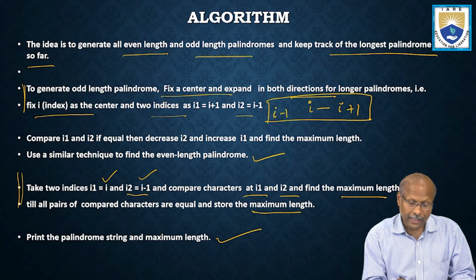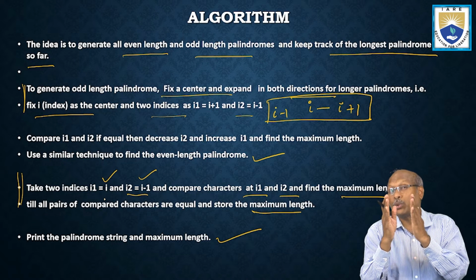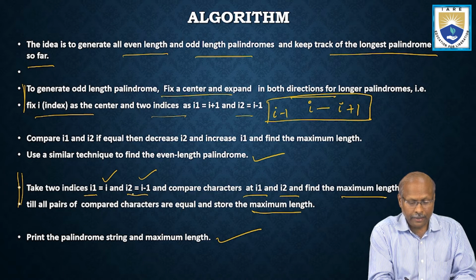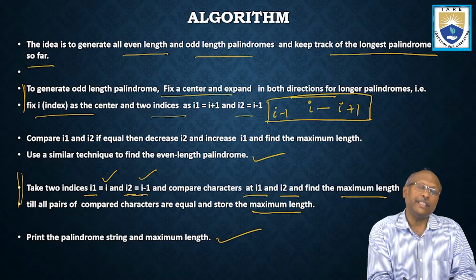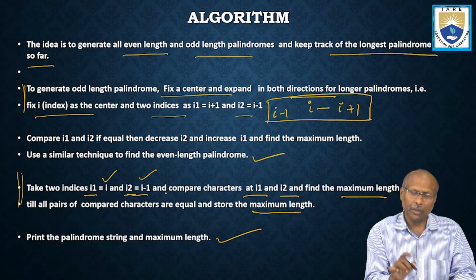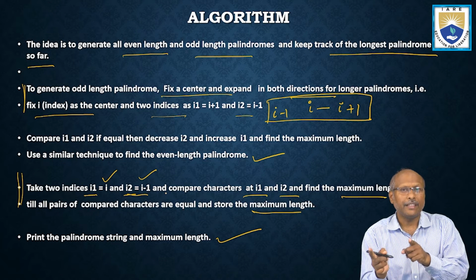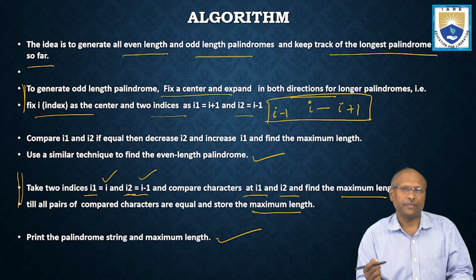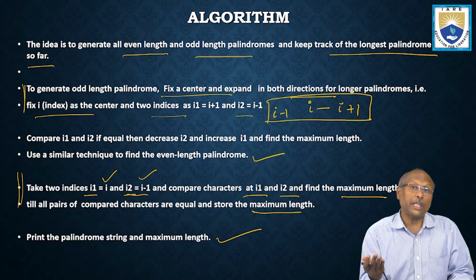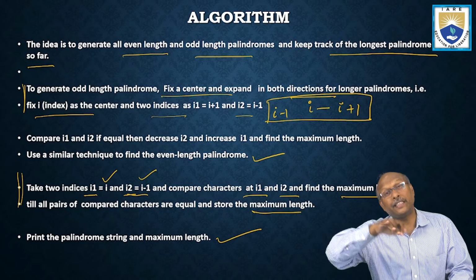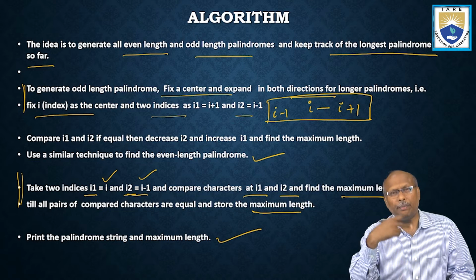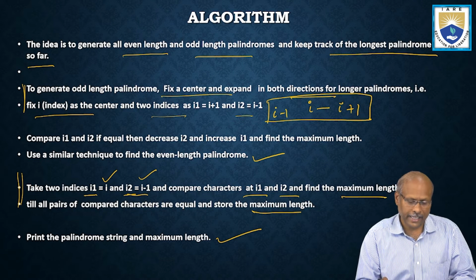Similarly, for even length, what? Only you have to check 2 indices. That's why I1 and I2. I1 is I, I2 is I minus 1. Now you compare both the characters. If both are equal, then you update its length. If both are not equal, do not update the length. So the previous is the highest. So like this, you have to repeat for the entire length of the string.